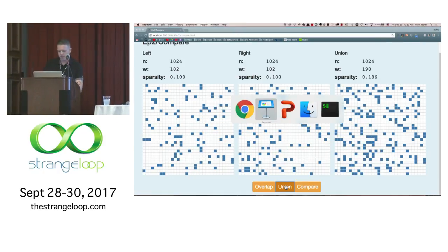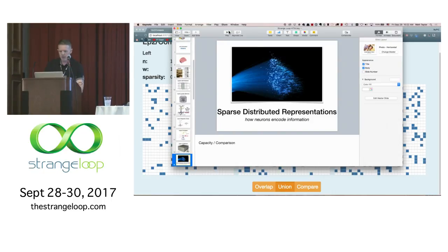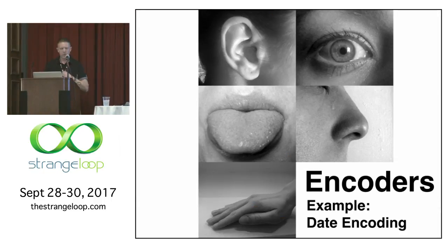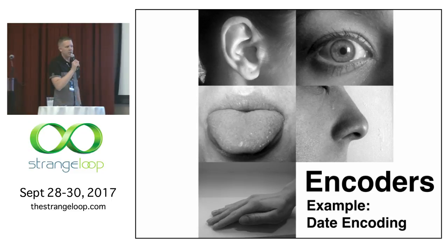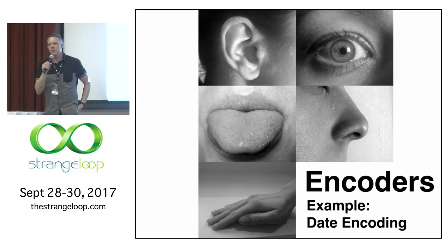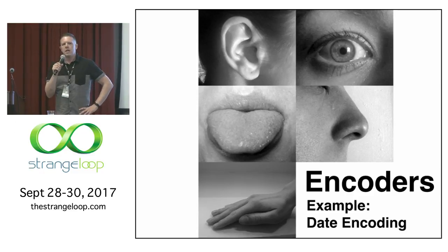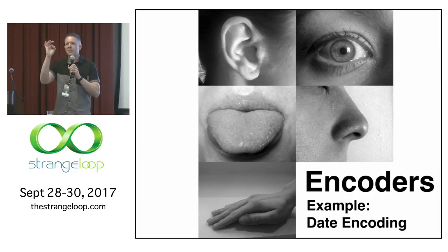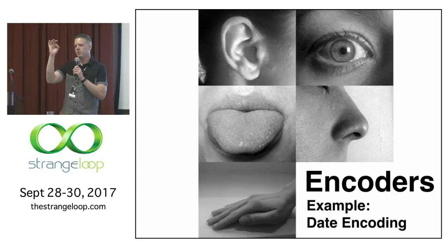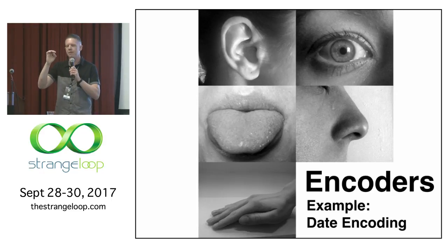Okay, back to the slide for a moment. We talked about SDRs. Okay, let's talk about encoders real quick. Encoders in biology are your senses. So think about your retina or your ear or whatever. Your optic nerve, for example, looks just like that fiber optics cable that I showed you, and your retina is doing a ton of work to produce a semantic representation of what you're seeing and pipe it into your brain.